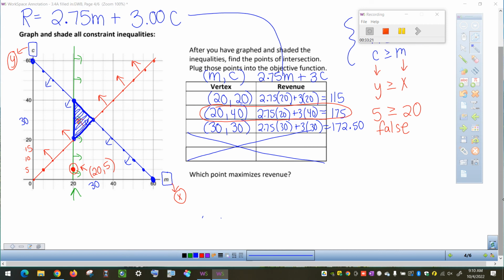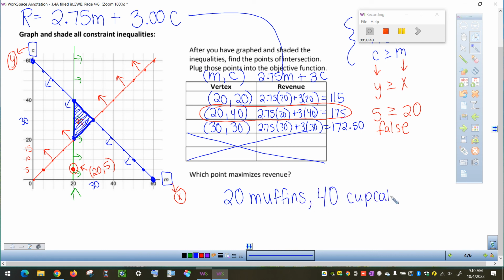When it says what point maximizes the revenue, we're going to say 3 things here. So we're going to say how many muffins, how many cupcakes, and what was the maximum value. So let's state that out here. So that's going to be 20 muffins, 40 cupcakes, and we had a max revenue of $175.